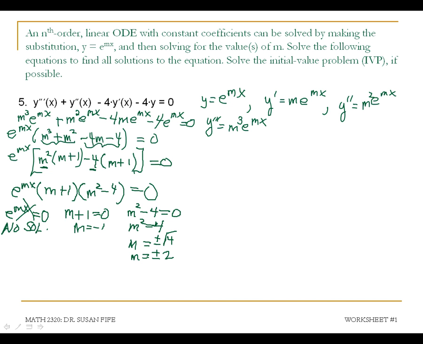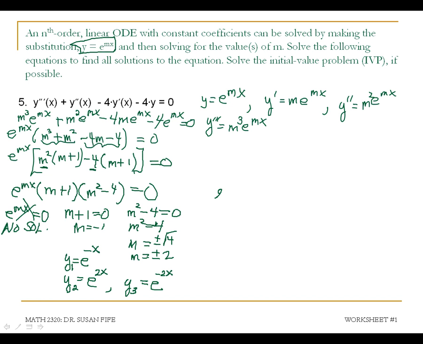So our solutions, again, are in the form y equals e to the mx. From m equals negative 1, we're going to get y equals e to the negative 1x. I'm going to call that y1. From m equals 2, we're going to get y2 equals e to the 2x. And from m equals negative 2, we're going to get a third solution, y3 equals e to the negative 2x.